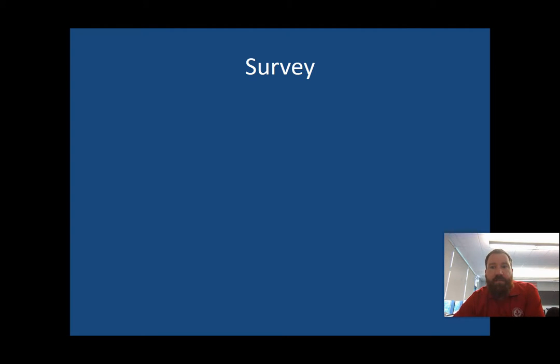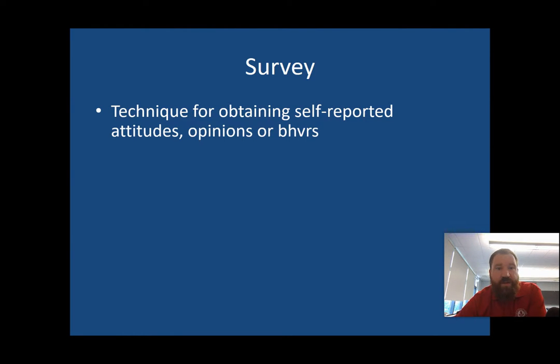A survey is basically, the boring psych definition, is a technique for obtaining self-reported attitudes, opinions, or behaviors. And the key word here is self-reported. A survey asks an individual what they think or do, right? It's not seeing what they actually do. It's not naturalistic observation where you see them in their natural habitat. It is asking them point blank, "What are you doing? What are you thinking? What do you believe about this?" And then taking that information and compiling it.